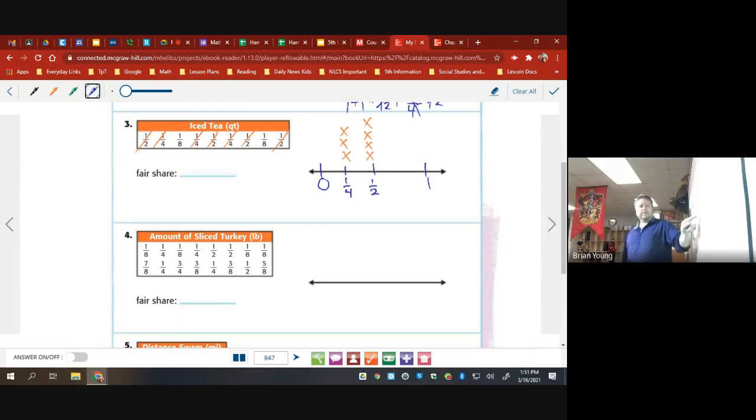Stop me when I get to the eighths. There you go, eighths. The eighth is right there. And he says there's 2 of them. Mark them off. So we have 2 X's. So how many total X's are there? 9. There's 9. So for the fair share, we're going to put something divided by 9.